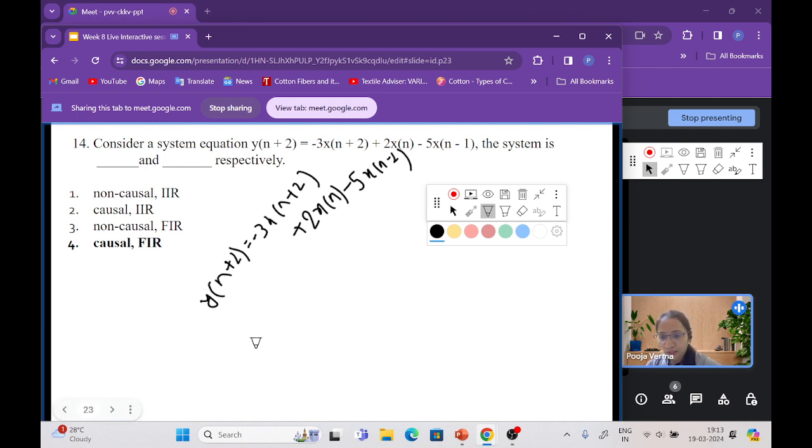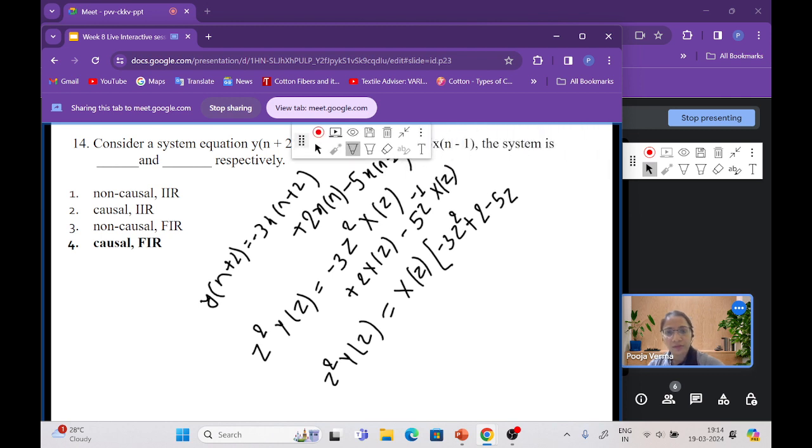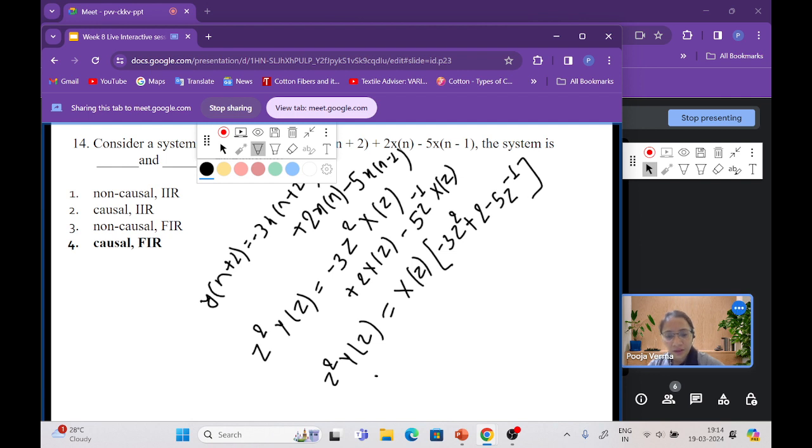So first we need to take the Z transform. The Z transform of this equation is Z^2 Y(Z) = -3Z^2 X(Z) + 2X(Z) - 5Z^-1 X(Z). Now we need to find out the transfer function, that is H(Z), or impulse response. The transfer function is defined by Y(Z) divided by X(Z), right? So now first take X(Z) common in brackets: -3Z^2 + 2 - 5Z^-1, right?